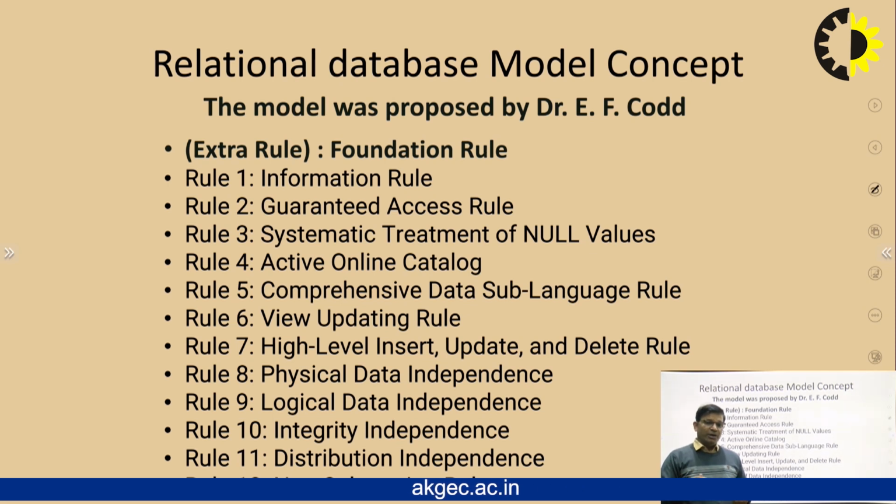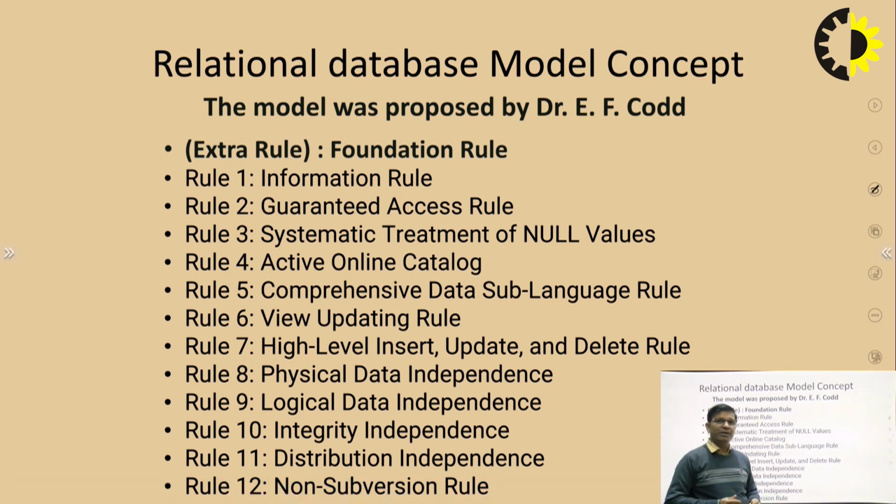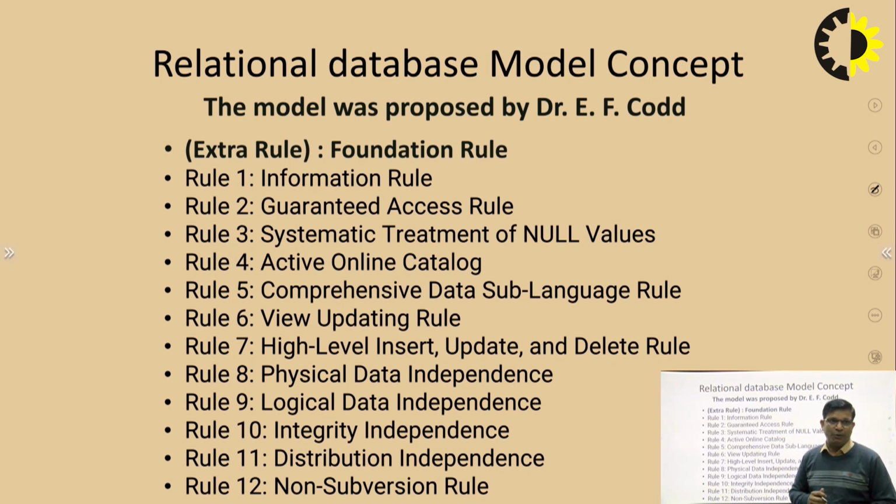To give it a proper name, by E. F. Codd, basically to build a relational database model, we have to follow some E. F. Codd guidelines or E. F. Codd rules. There are 12 rules by E. F. Codd. Rule number 1 is the information rule. Rule number 2 is the guaranteed access rule, and so on. So there are 12 rules.